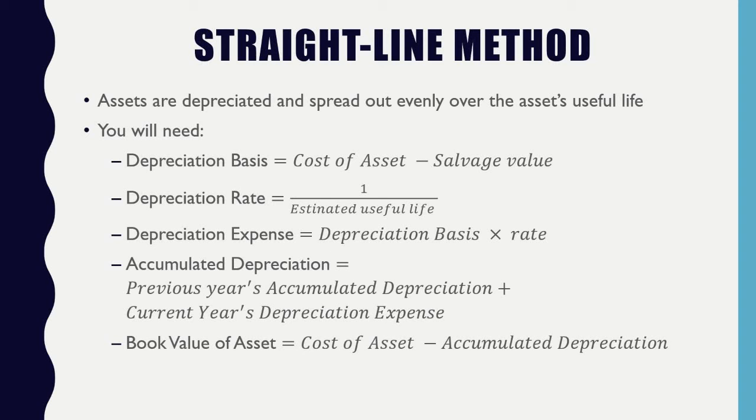That's a combination with double declining, where we saw it's 1 over the useful life times 2. This time, we don't need to multiply it by 2. It's just 1 over the useful life. Then depreciation expense is your depreciation basis times your rate. And your accumulated depreciation and book value stay the same. So this is a combination of the 2 methods we just learned, making it a uniform and easy way to calculate everything.